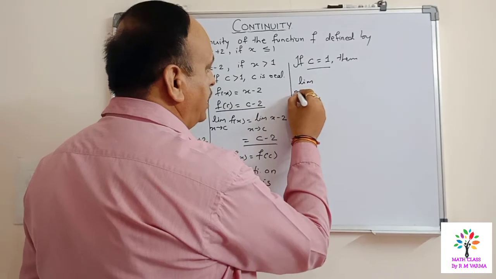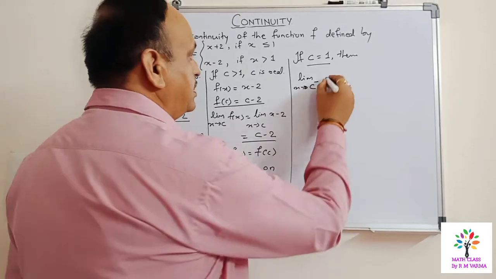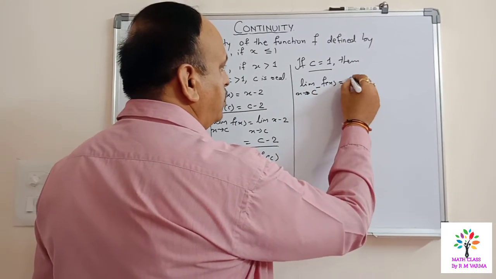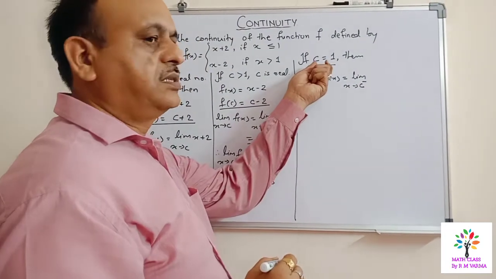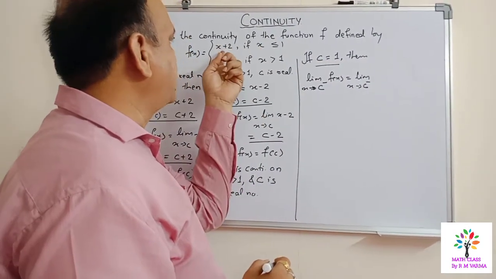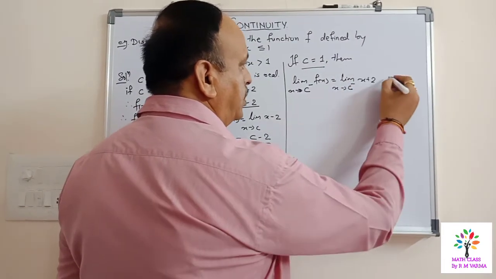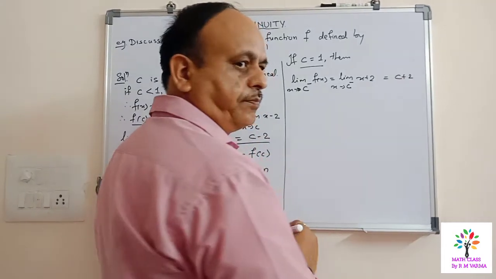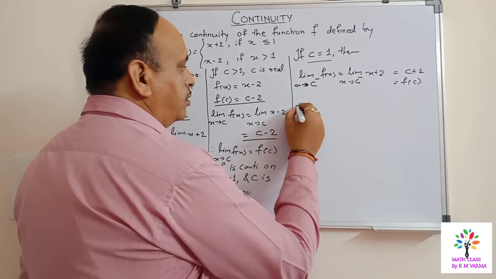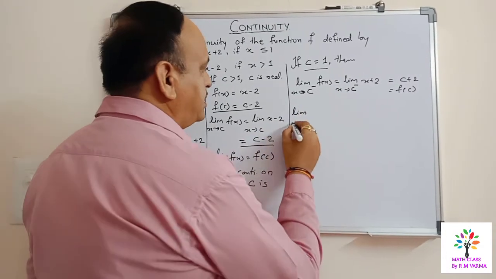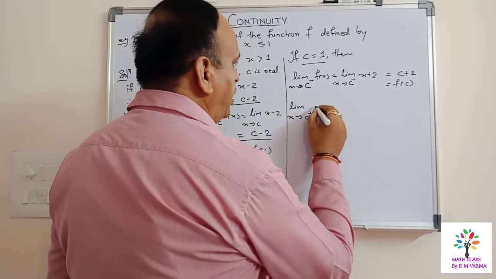So limit as x tends to C minus of f(x) equals limit as x tends to C minus. C minus means it is less than 1. So less than 1 means x plus 2. So my function is x plus 2. So when I put the value, it becomes C plus 2, which will be equal to f(C). Now, limit as x tends to C plus. What will be the value of f(x)?